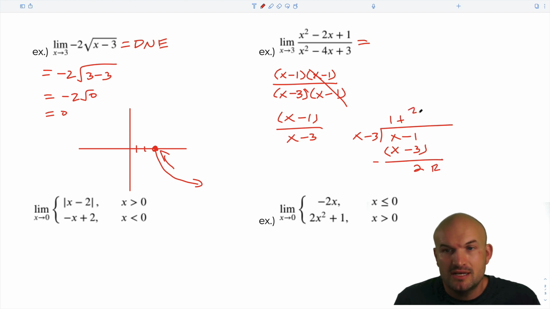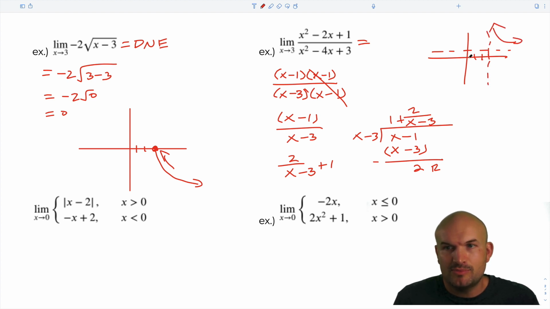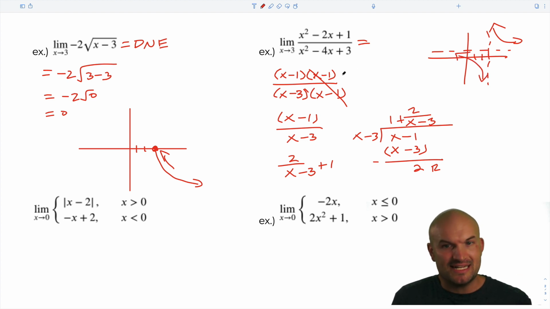So that's plus my remainder over my divisor. Therefore, this is technically in the form of 2 over x minus 3, plus 1. Now, if you know what that graph looks like, you can see it is shifted 3 units to the right and shifted up 1. So there's a horizontal asymptote there, and the graph is going to look like the reciprocal function. I'll just graph it something like there. Either way, you can see that it's the reciprocal function.